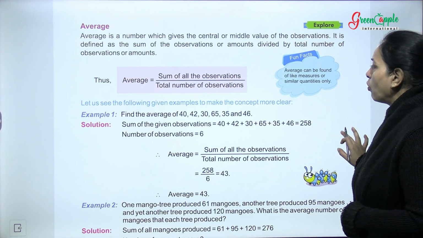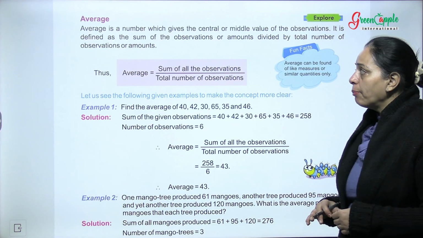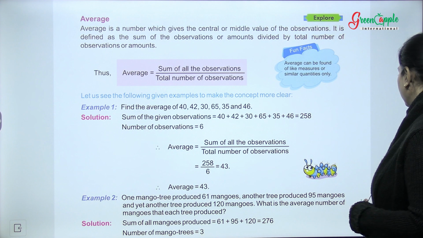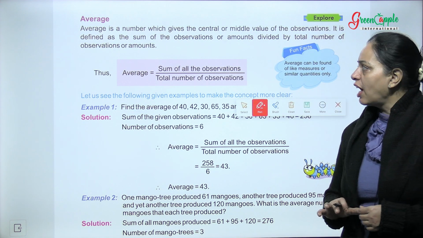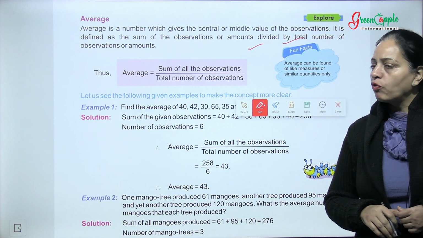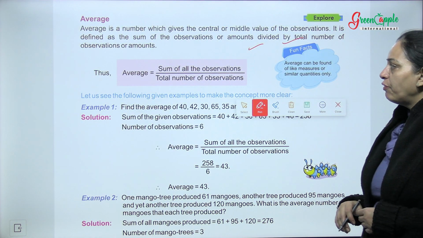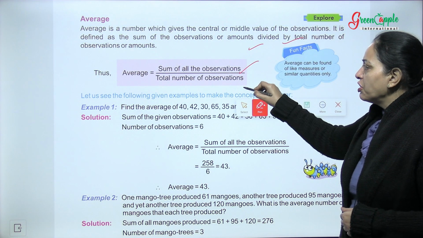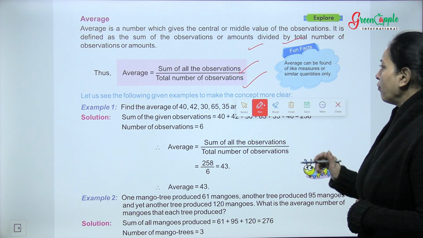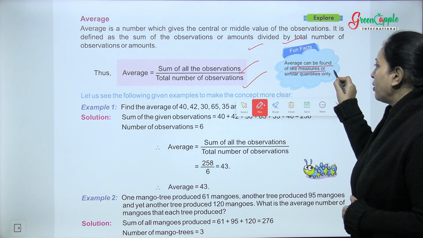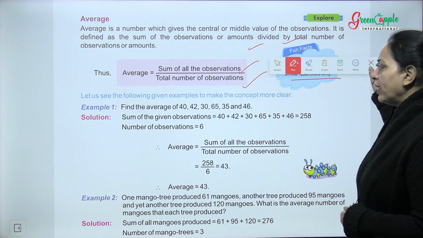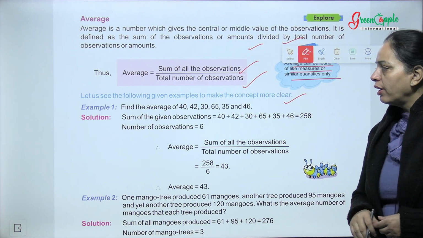Now we are talking about average. Average is a number which gives the central or middle value of the observations. It is defined as the sum of the observations or amounts divided by total number of observations or amounts. See, average: sum of all the observations divided by total number of observations. Very simple. Now fun facts, average can be found of like measures or similar quantities only. Let us see the following given examples to make the concept more clear.